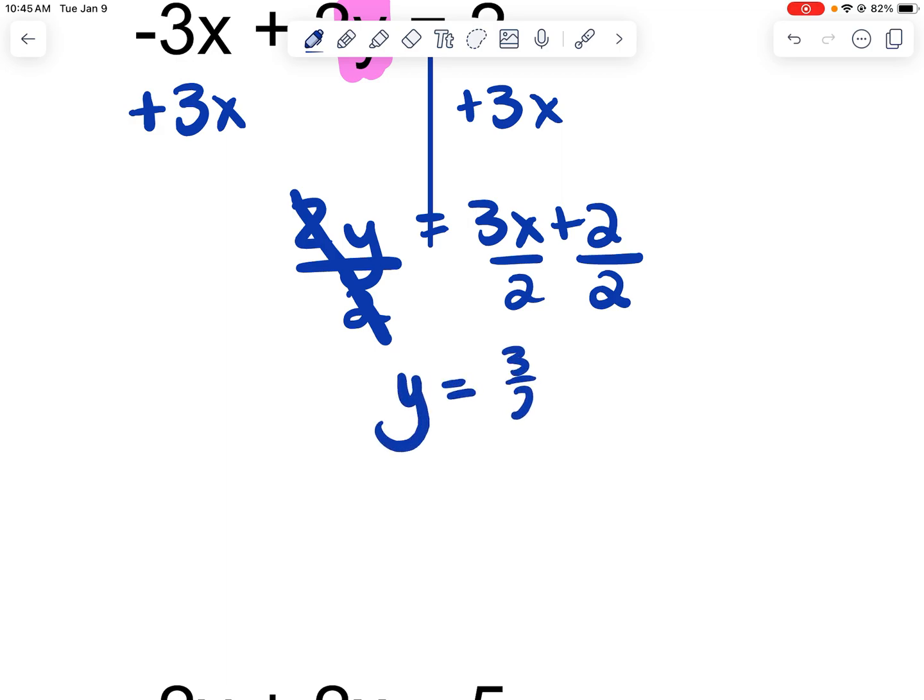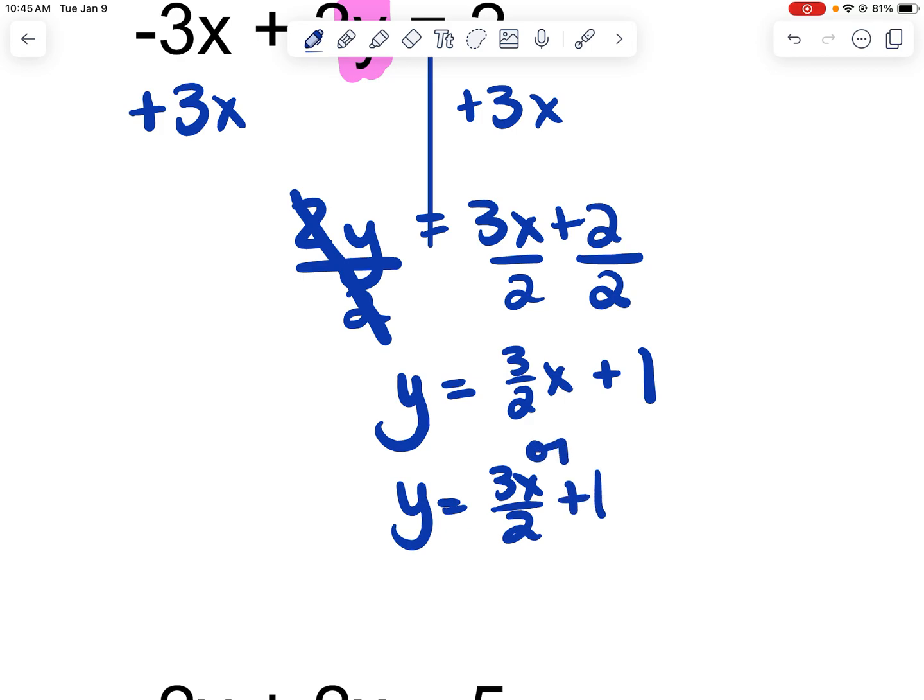3 over 2 x plus 2 divided by 2 is 1. Now, could you also write it as 3x over 2 plus 1? Yes. Either one of those. They mean the exact same thing.